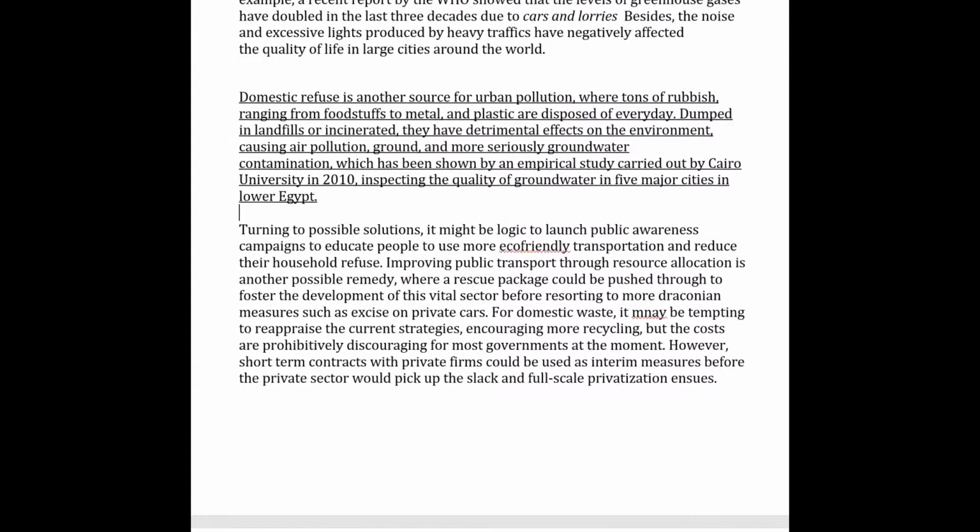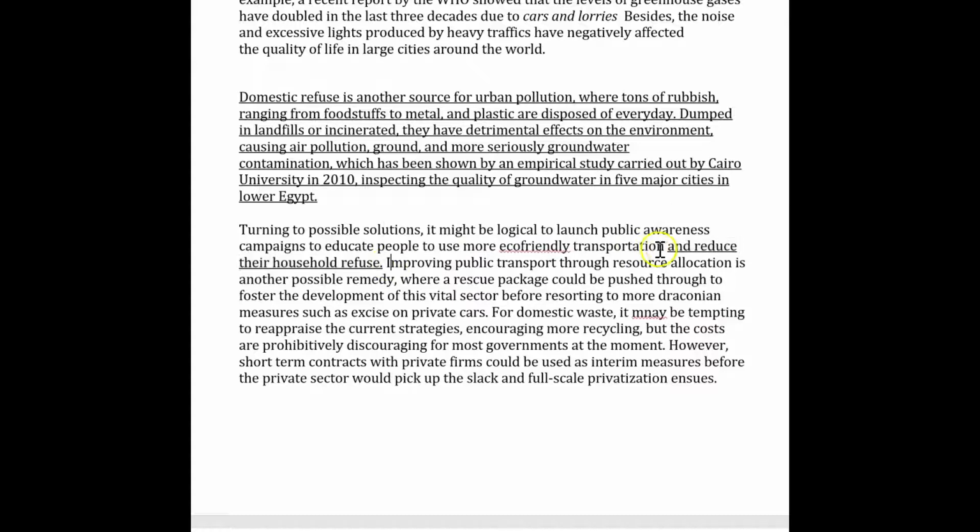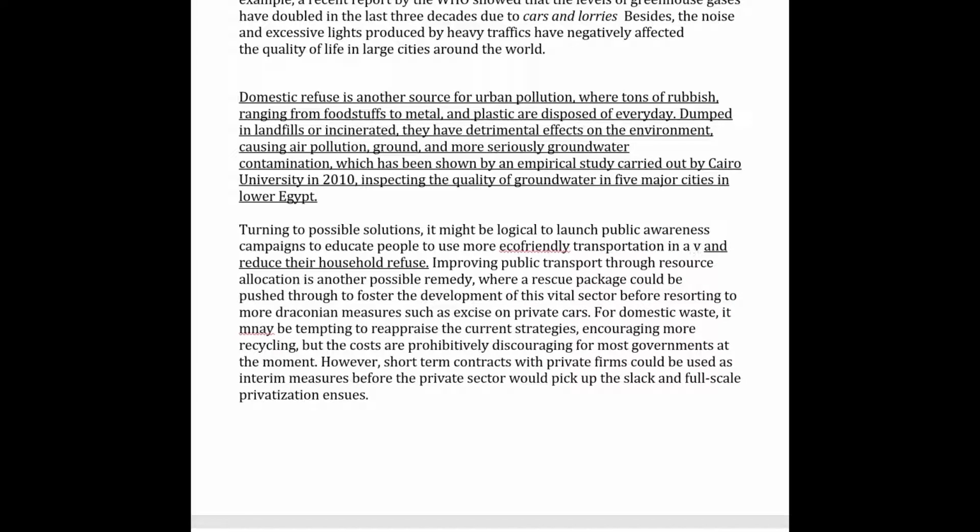Stop. Turning to solutions. It might be logical to launch public awareness campaigns to educate people to use more eco-friendly transportation and reduce the household refuse. Okay. So here, I'd take out that section. So I'd say in a variety of ways. And then that's going to take you smoothly into your different ways.